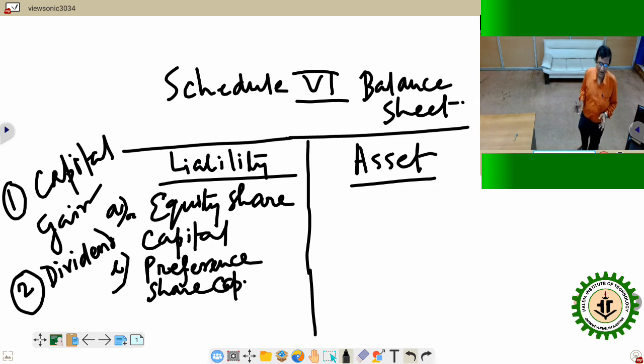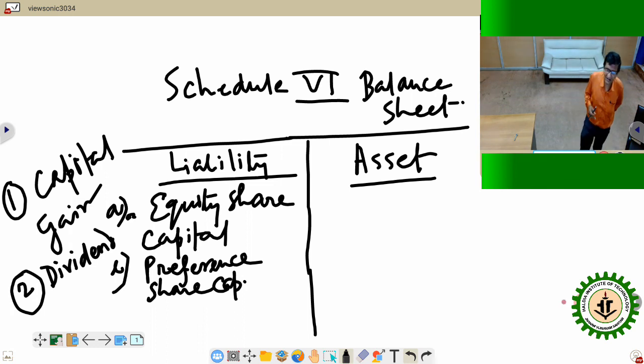But one thing I will say, these preference shares are a mixture. Characteristics-wise, they have a mixture of equity and debt, that means debenture. Because in preference share, the dividend rate is fixed. When it is issued, at that time it is told that a 14% preference share will be issued. That means preference shareholders will get 14% dividend.